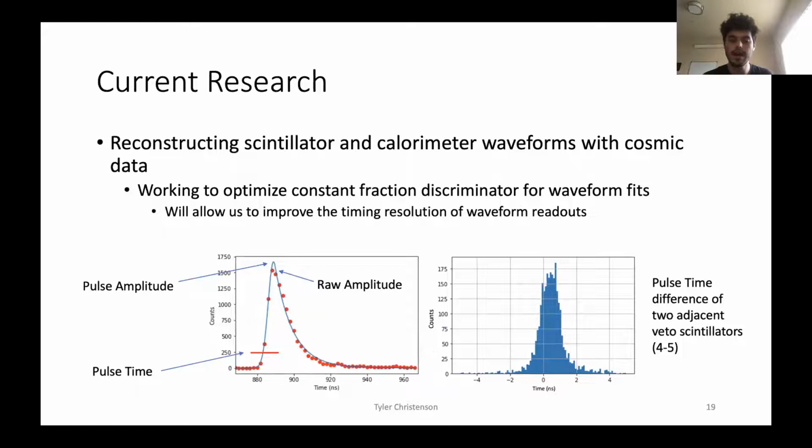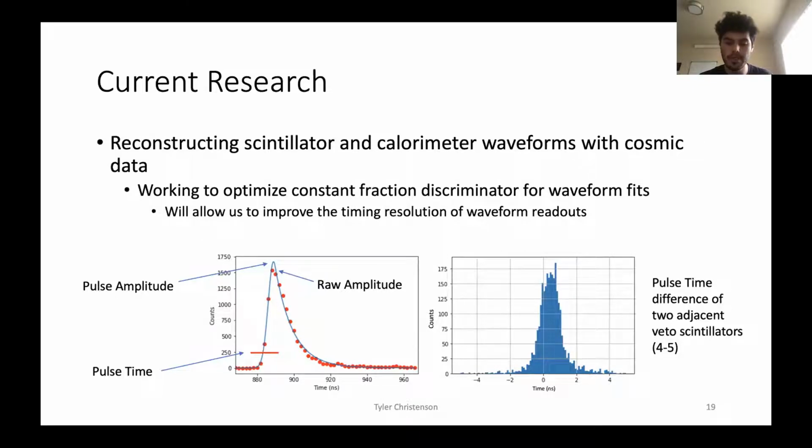What I have done here is we have worked to reconstruct the waveforms given these scintillator and calorimeter outputs. As you can see in the bottom picture, that's an example of a reconstructed waveform. The red dots are the raw waveform, what the scintillators and the calorimeters are actually reading out, and the blue fit is our reconstructed waveform.